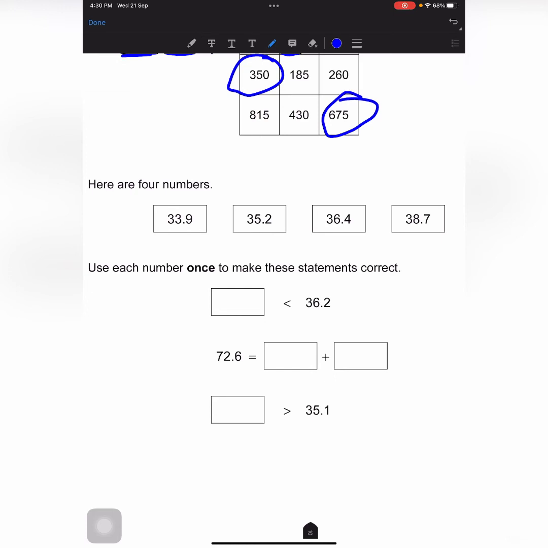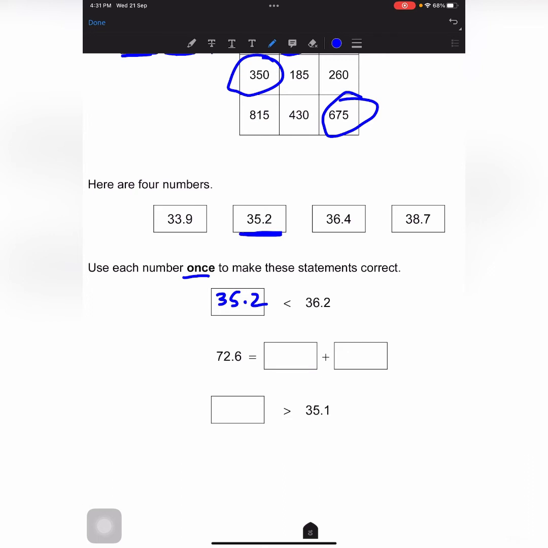36.2 is greater than what number? Well, it is greater than 35.2. So we're going to write that, 35.2. And we have to use each number once. Okay, so we have underlined it, so now we know that we're not going to use that again.